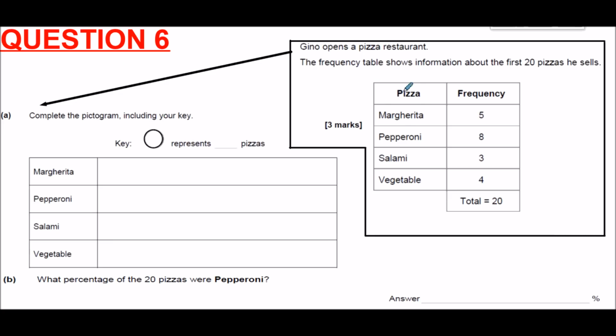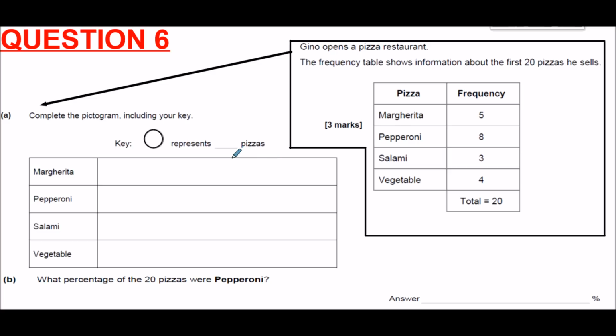Question 6. Gino has opened a pizza restaurant. Good for him. Wish him luck. The frequency table shows information about the first 20 pizzas he sells. We need to complete a pictogram, including the key. And so a pictogram just means we're going to use pictures to represent the data.